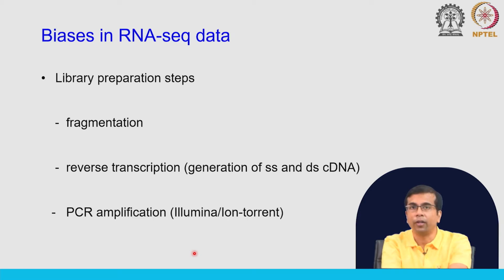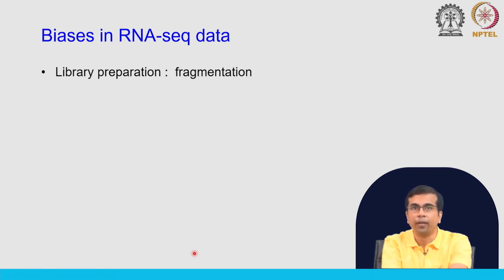If you are going into Illumina or Ion Torrent platforms, you need to have on bead amplification or cluster generation, right. So, bridge amplification. That can also introduce bias in the RNA-seq data. So, let us talk about the fragmentation, how it can actually affect the RNA-seq data.